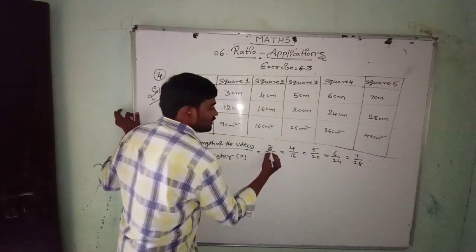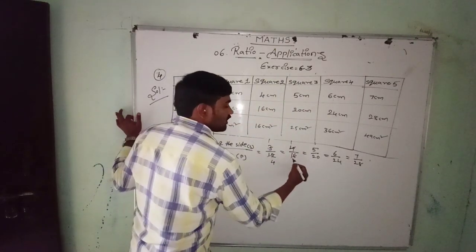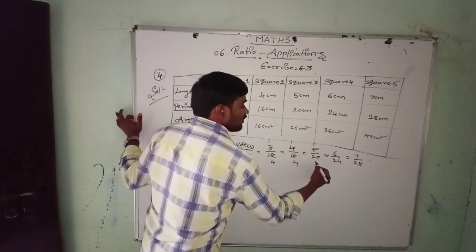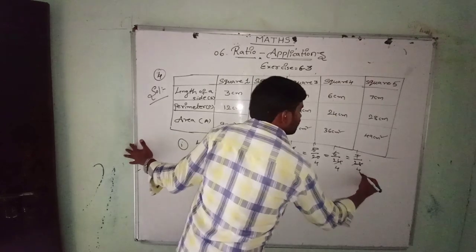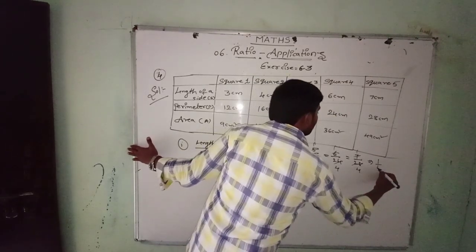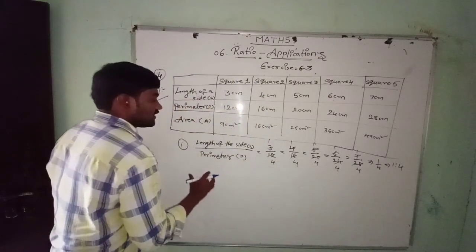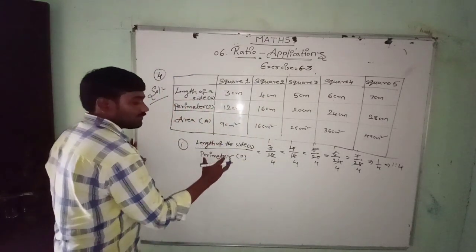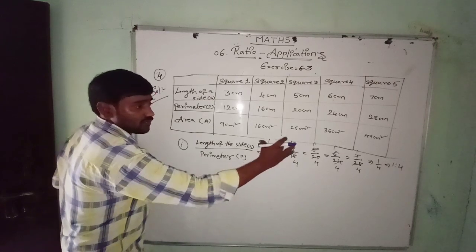Let us cancel here. 3 ones are 3, 4 threes are 12. 4 ones are 4, 4 fours are 16. 5 ones are 5, 4 fives are 20. 6 ones are 6, 4 sixes are 24. 7 ones are 7, 4 sevens are 28. That equals 1 by 4. It gives us ratio 1:4. Yes, it's giving us a constant. That means length of the side by perimeter is constant, equal to 1 by 4.